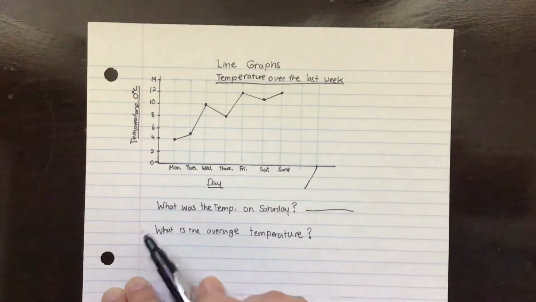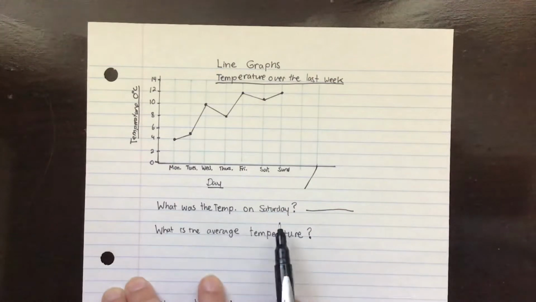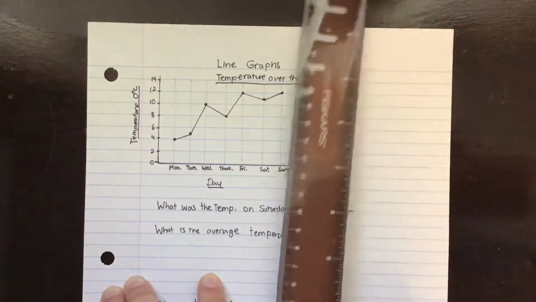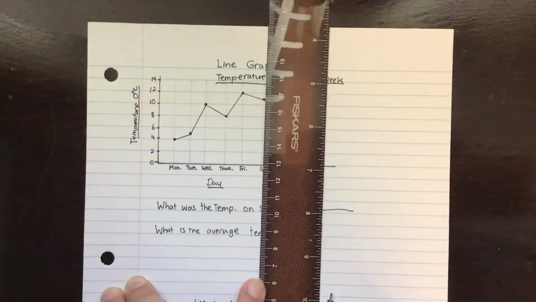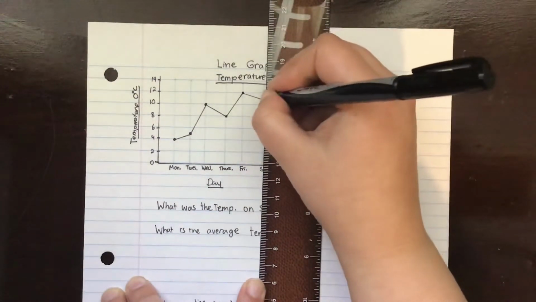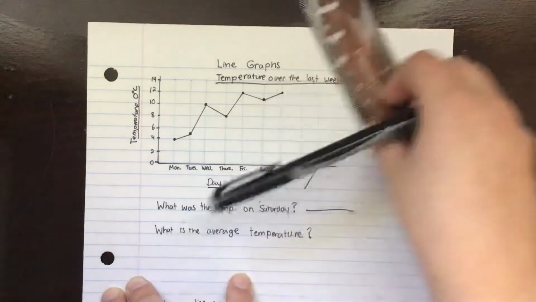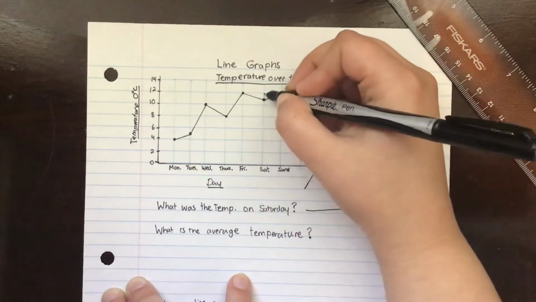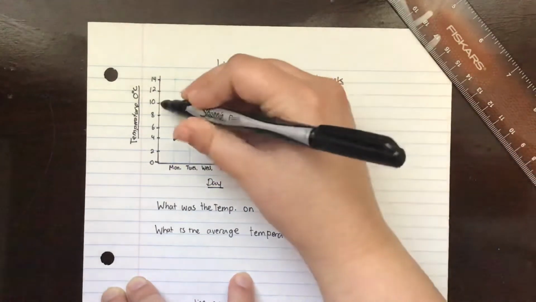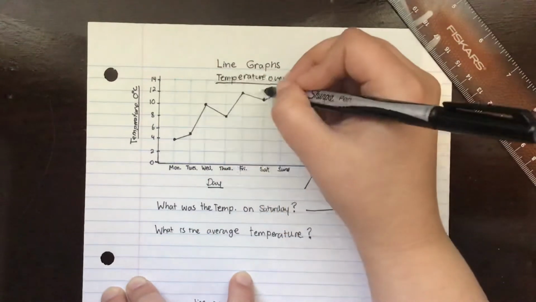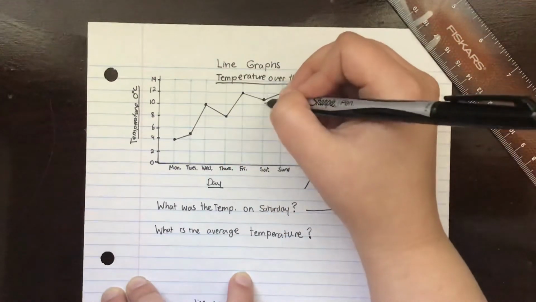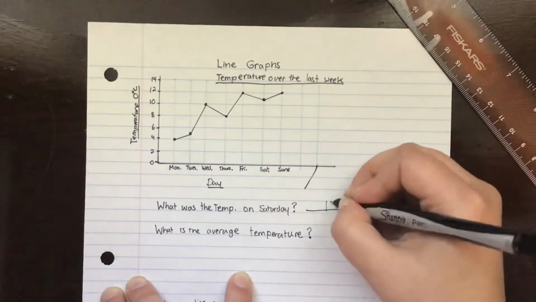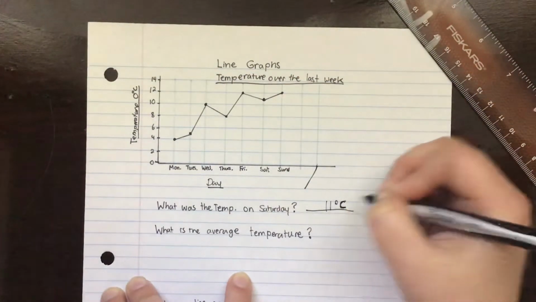Let's go over them. What was the temperature on Saturday? So to figure that out, I take out my trusty ruler and I go to the line where Saturday is and I go up to where it connects with the line here. Usually it'll have a point, sometimes it won't. And at this point, it looks like it's in between two lines. So I'm going to look at the numbers for those lines. 10 is here, 12 is here. If it's between the lines 10 and 12, then probably this one is 11 degrees Celsius. So I'm going to put that on the line right there.